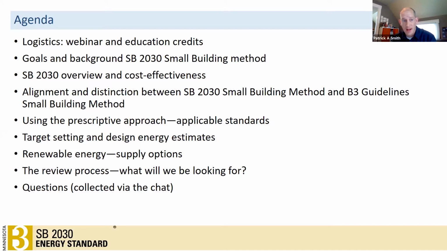Dee will talk a bit about the applicable standards that are options for folks to use. I'll talk about how to do target setting and how to evaluate or estimate your design energy consumption. And then looking at stepping outside of what can be done with efficiency measures and looking at renewable energy and what those different supply options are. And this matches the hierarchy that we use for larger projects. And then we'll go back and talk a bit about what we'll be looking for in the review process. So when you submit, what should you be double checking that you've included in the design and in the documentation of your projects. And then we'll leave time at the end for Q&A via the chat.